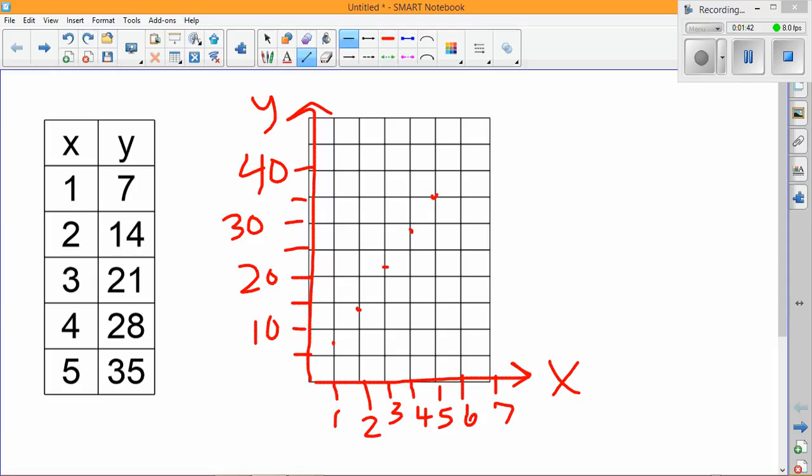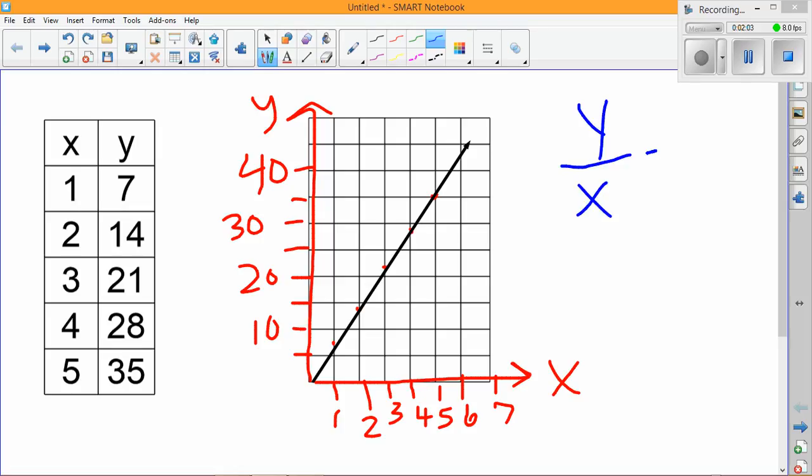Try that again, wrong tool. We're going to get a straight line from the origin through those points. And just by looking at the graph of our chart, we can tell that our table is proportional. And furthermore, we can actually find the constant of proportionality by dividing y by x. That will give us our constant of proportionality.